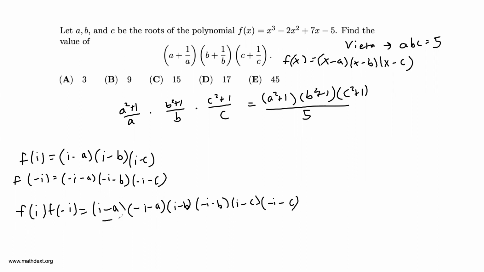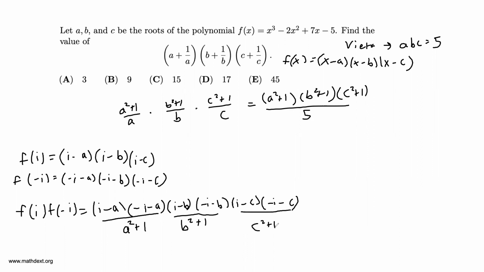And what do we get? When you multiply all this stuff out, you're going to get negative i squared plus ai minus ai plus a squared. And i squared is negative 1. So this thing just turns into a nice and easy a squared plus 1. And you can probably see where this is going by now. i minus b times negative i minus b is b squared plus 1. i minus c times negative i minus c is equal to c squared plus 1.